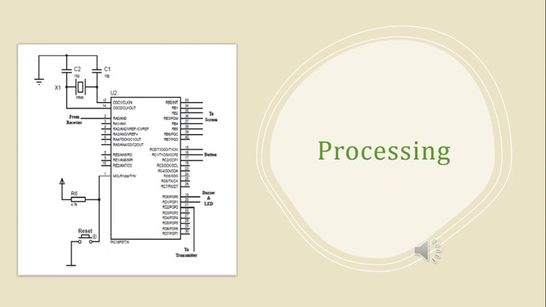When we talk about processing, this stage takes place across the controller, where it is responsible for: 1. Generating a 40 kHz frequency and sending it across the transmitter. 2. Converting the signal coming from the receiver from its analog form to its digital form. 3. Displaying the processing result on the display screen. 4. Sound alert on input and output. And 5. Alert light on input and output.